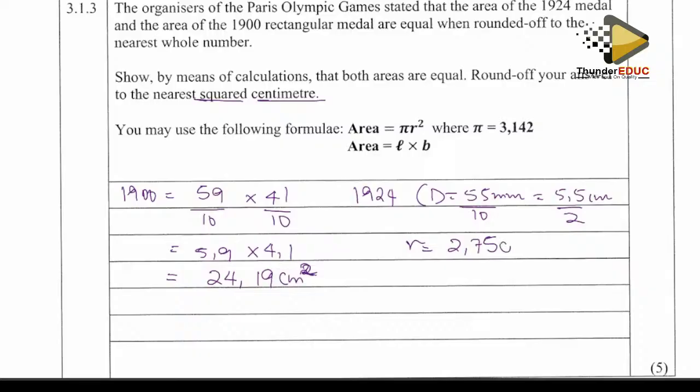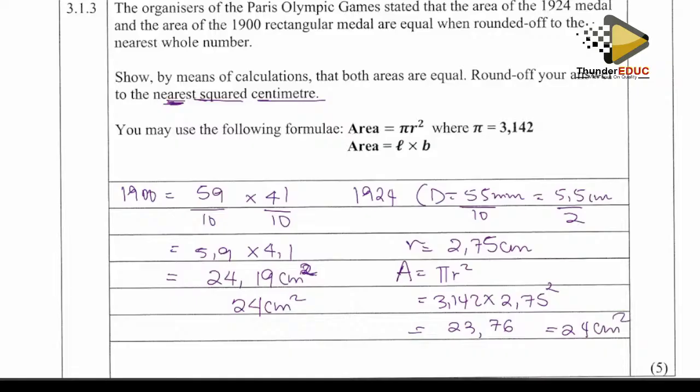I have 2.75. These are centimeters. So simply meaning look for the area, which is pi r squared, which is 3.142 times 2.75. Don't forget, it has to be squared. 3.142 times 2.75 squared. The answer becomes 23.76. Remember, they told us to round it off to the nearest. So when you round off this to the nearest, it's what? 24 centimeters squared. Also, when you come to this, the answer becomes 24 centimeters squared.